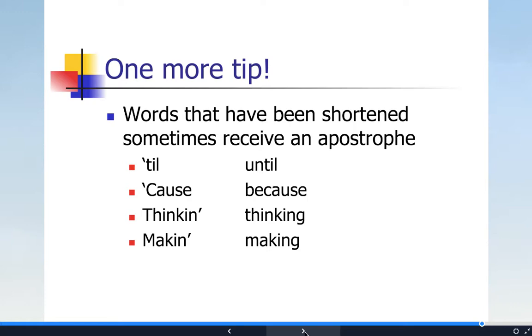One more tip. Words that have been shortened sometimes receive an apostrophe. Till, cuz, thinkin', makin'. What they've done is taken a letter out and put in an apostrophe. You see this a lot in writing where they're trying to show that it lacks articulation, or maybe a little bit of an accent. We use these all the time, don't we? But in formal writing, we don't use them as much. But if you're doing creative writing with stories and you want dialogue this way, go for it. So till would be until, cuz would be because, thinkin' is thinking, and makin' is making.